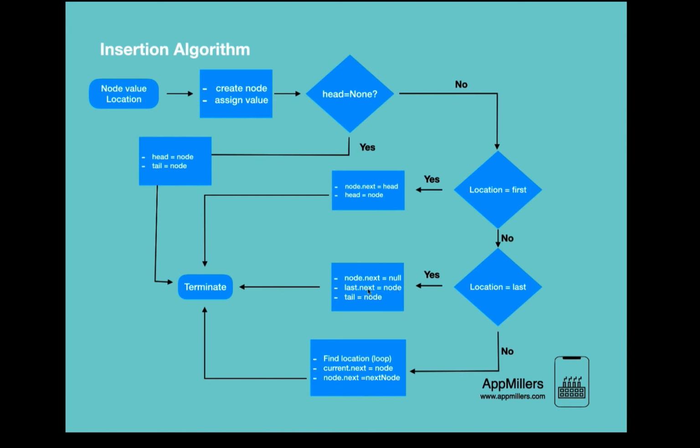Then we need to create a connection between tail and node. So here we are setting tail reference to node. And with this, the newly created node is added at the end of the linked list. Now let's see how this part of the algorithm works in a real life example.